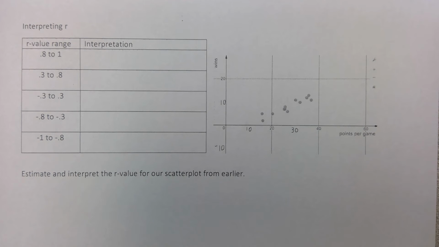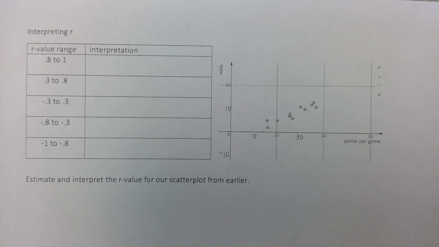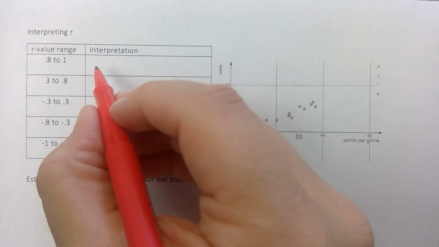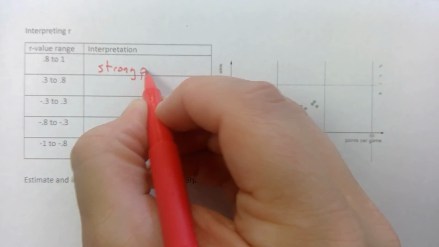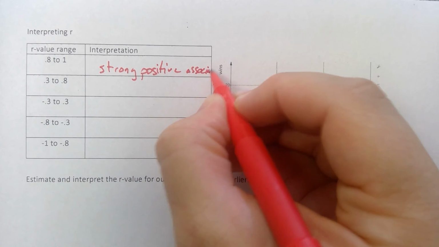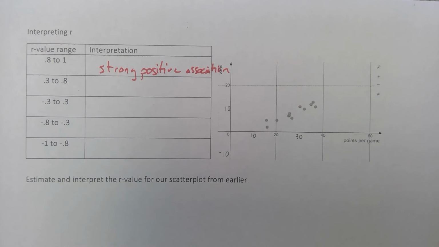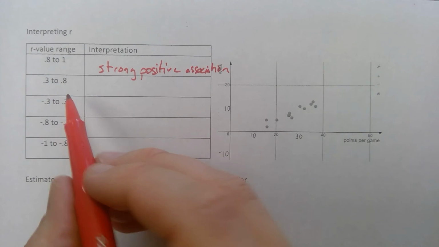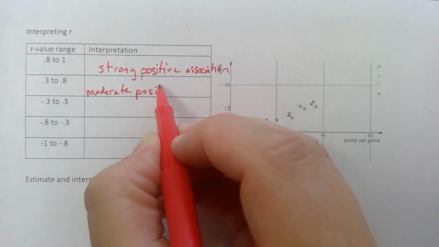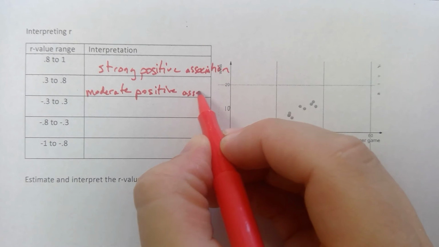Okay, so when we're interpreting R values based on if it's positive or negative, and if it's close to 1 or close to -1 or close to 0, we're going to use a couple of things when we interpret. Okay, so if we have this 0.8 to 1, we're going to call that a strong positive association. Oh, running out of room. Okay. 0.3 to 0.8, we're going to call that a moderate positive association.